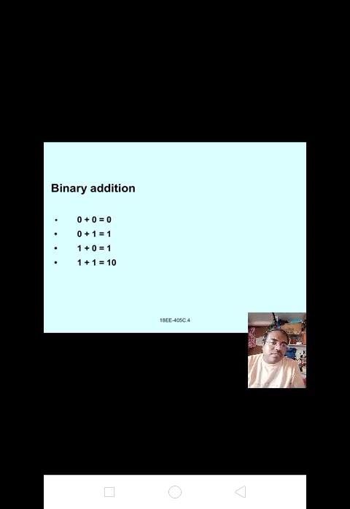Once again, repeat it. 0 plus 0 is 0. 0 plus 1 is 1. 1 plus 1 is 0, carry 1. 0 plus 1 plus 0 is 1. 1 plus 1 plus 1 is 1, carry 1. You are not listening. Please have a glance at it.